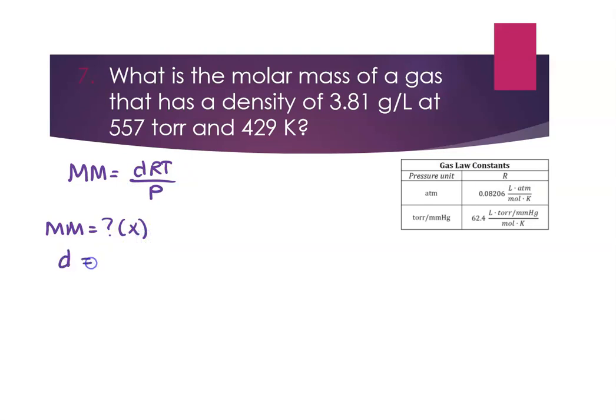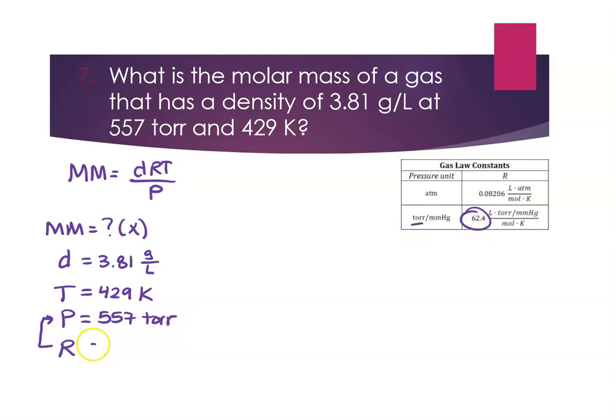And then D is density. That's 3.81 grams over liters. T is 429 Kelvin. P is 557 torr. And then R is based on our P value. It's in torr, so R will also be in torr, so that's 62.4. Our density is in grams per liter as a unit, but we don't do anything with that. Those are just the units of density. It doesn't mean that we have to do any additional work. Our temperature is already in Kelvin, so I don't need to do anything there either.